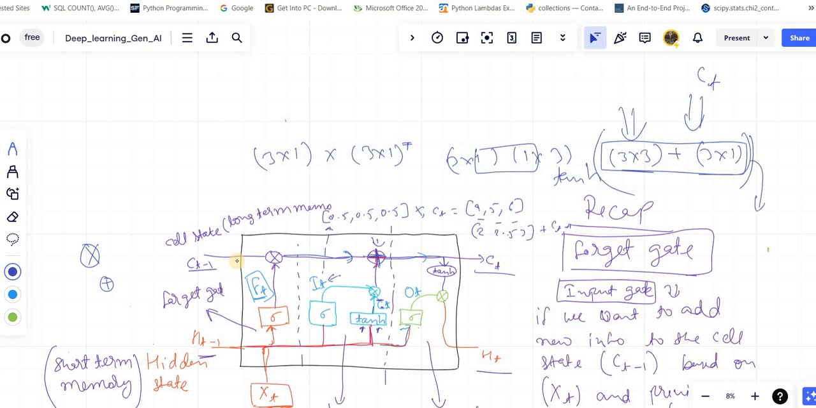And the other value will pass here. If you see this area, it is passing through the tanh. And whatever the combination of HT minus 1 and XT goes through the sigmoid neural network, the output that comes will get multiplied, and that will be your final HT. That's it, nothing else.